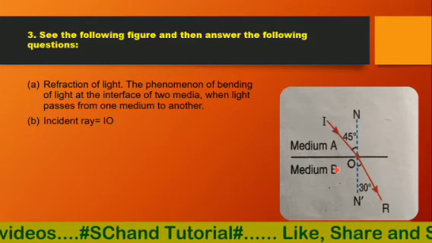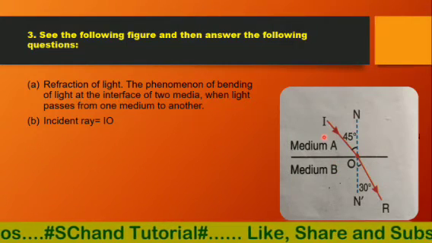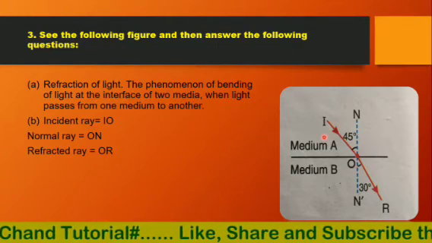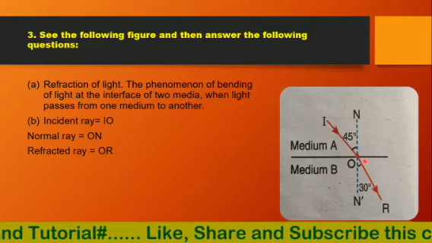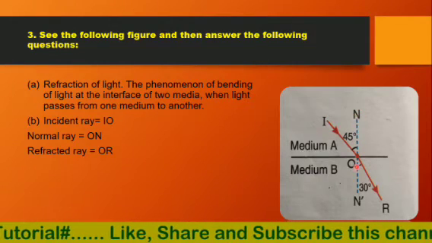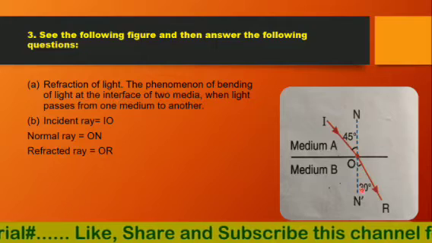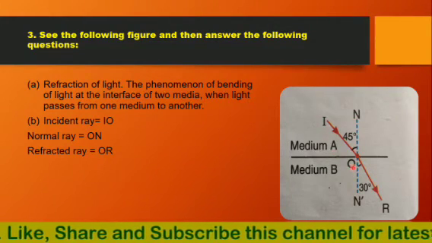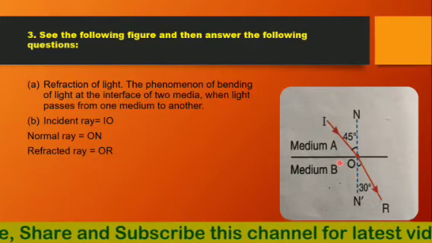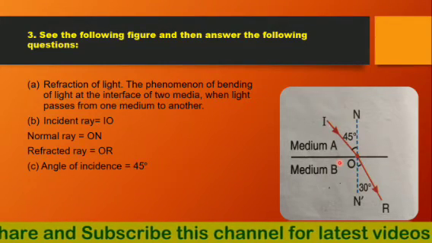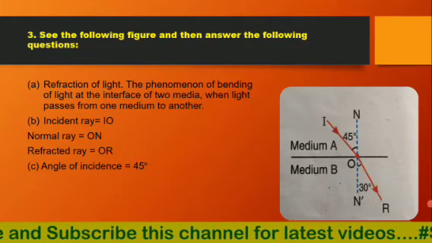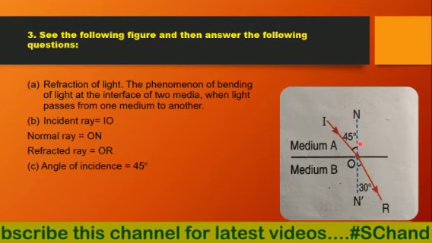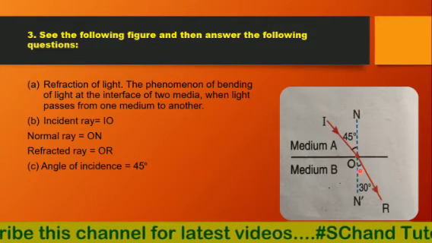Then second, we have: mark the incident ray, normal ray and the refracted ray. The incident ray here is OI or IO. Then the normal ray is ON, or N dash, and the refracted ray is OR. Then, angle of incidence: what are the values of the angle of incidence and the angle of refraction? The angle of incidence is 45, this is the angle of incidence, and the angle of refraction is 30.